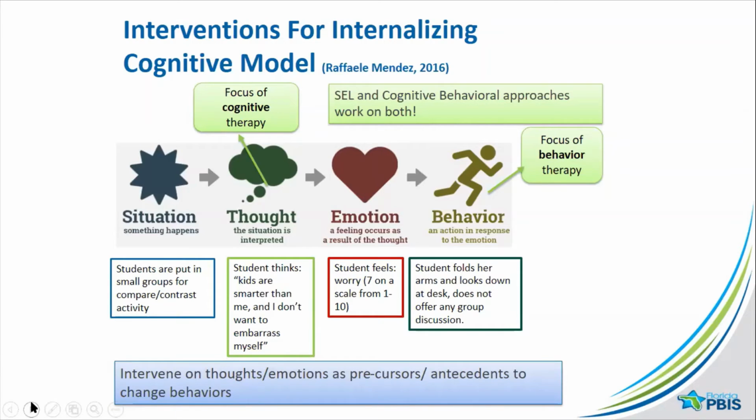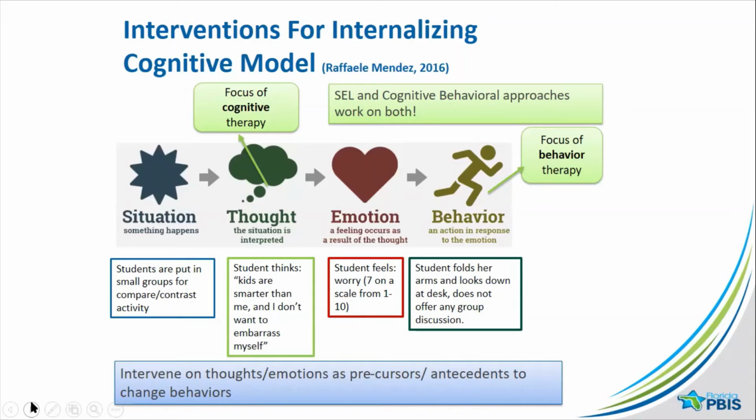So in this quick example, in a classroom, if students are constantly put in small groups or asked to do interactive, collaborative grouping structures, you might start noticing some kids withdrawing or not participating. In this particular example, a student could think that the other kids are smarter, and they perceive enormous self-esteem in their smartness. And I don't want to embarrass myself, so I'm not interacting. That thought is what's causing the lack of interaction. That's the behavior that the teacher observes. When we start working with the student on those self-esteem issues, we can have the student rate their level of worry about working with others, and we should see that level of worry go down.